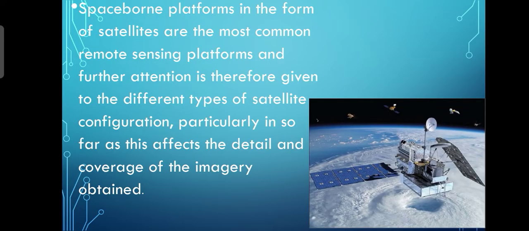Spaceborne platforms in the form of satellites are the most common remote sensing platforms, and further attention is therefore given to the different types of satellite configuration, particularly insofar as this affects the detail and coverage of the imagery obtained.